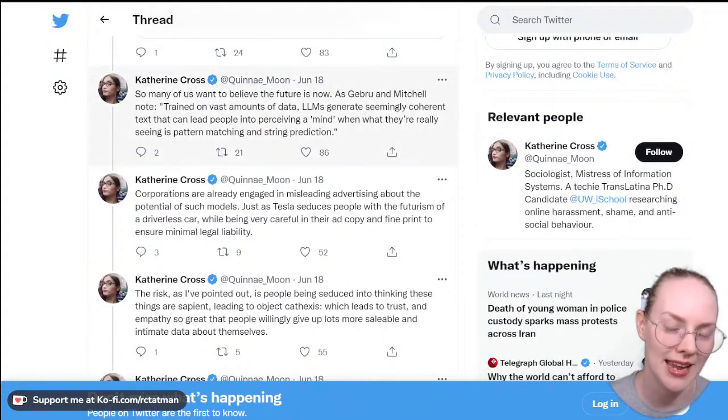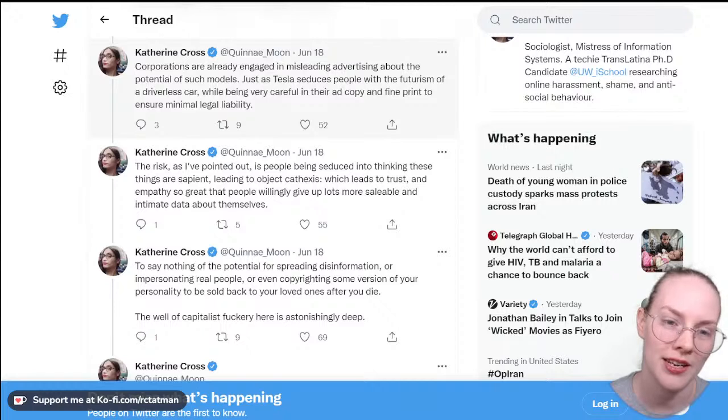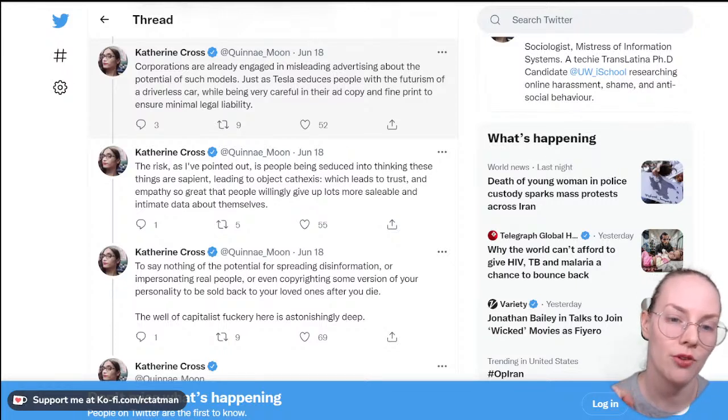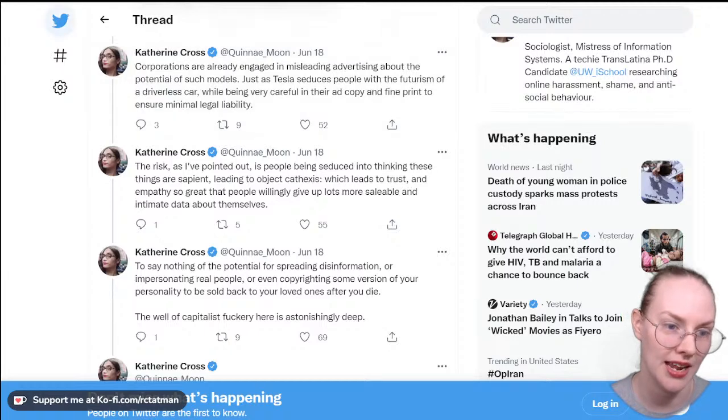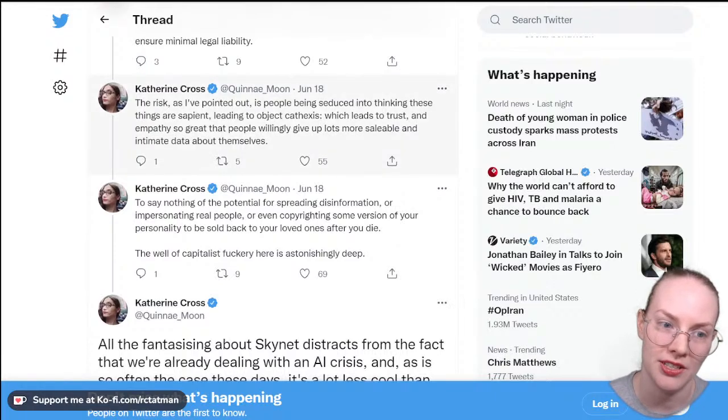As Gebru and Mitchell say, trained on vast amounts of data, LLMs generate seemingly coherent text that can leave people perceiving a mind when what they are really seeing is pattern matching and string prediction. Corporations are already engaged in misleading advertising about the potential of such models, just as Tesla seduces people in with the futurism of a driverless car, while being very careful in their ad copy and fine print to ensure minimal legal liability. The risk, as I pointed out, is people being seduced into thinking these things are sapient, leading to object cathexis.